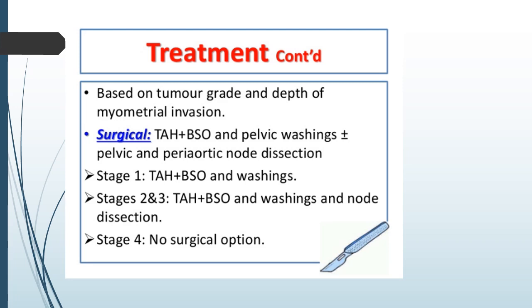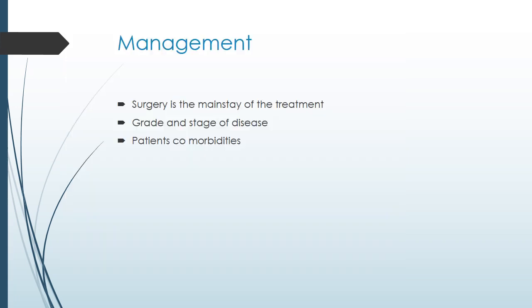Surgery is the mainstay of the treatment for endometrial cancer. The extent of surgery depends upon several factors, including grade and stage of the disease and the patient's comorbidities. Standard surgery is total abdominal hysterectomy and removal of both fallopian tubes and ovaries, bilateral salpingo-oophorectomy. So TAHBSO. This is old. Pelvic washings, periaortic node dissection, not recommended. For stage 1, this is total abdominal hysterectomy and bilateral salpingo-oophorectomy. For stage 2, it should be radical hysterectomy.